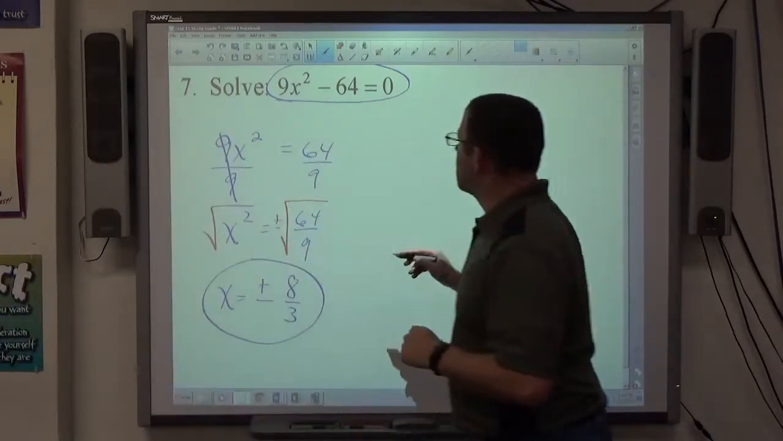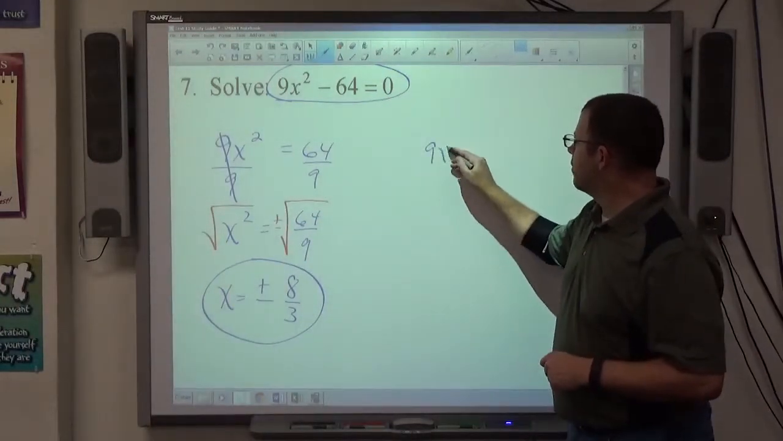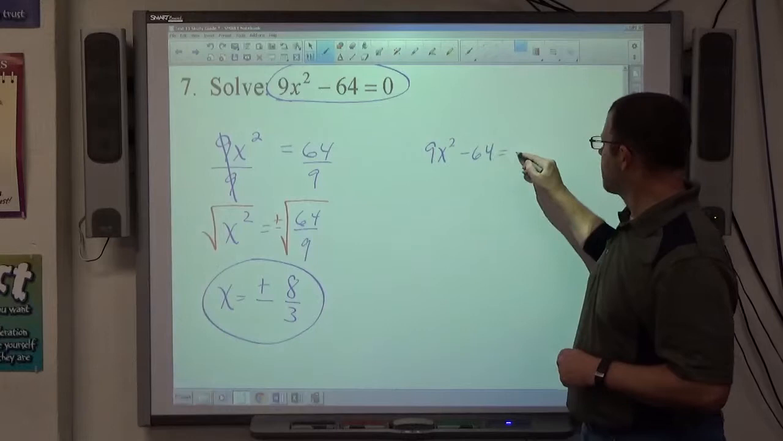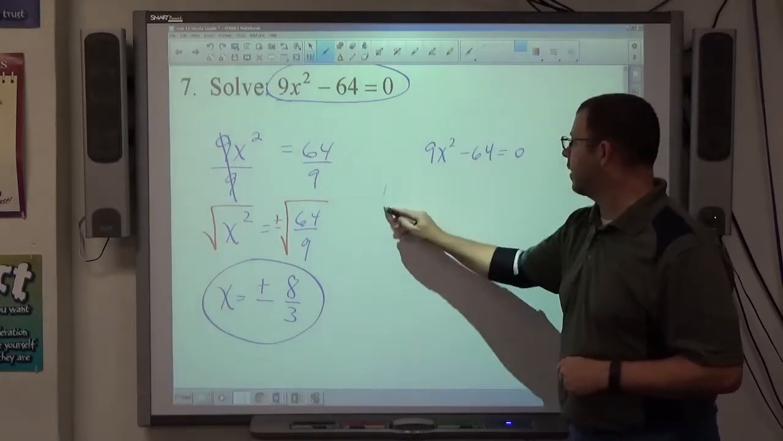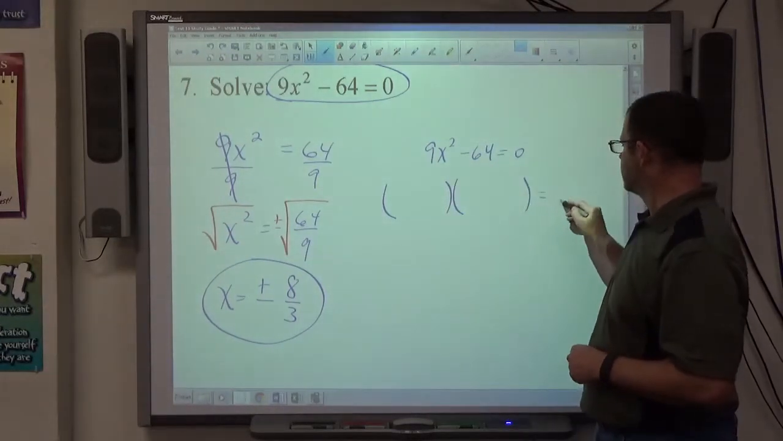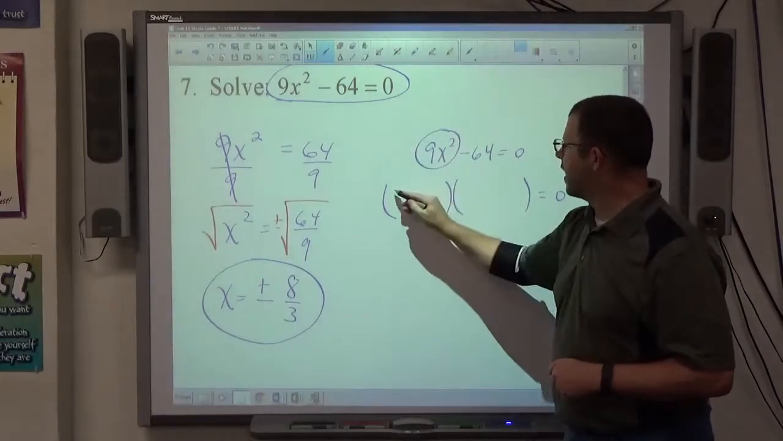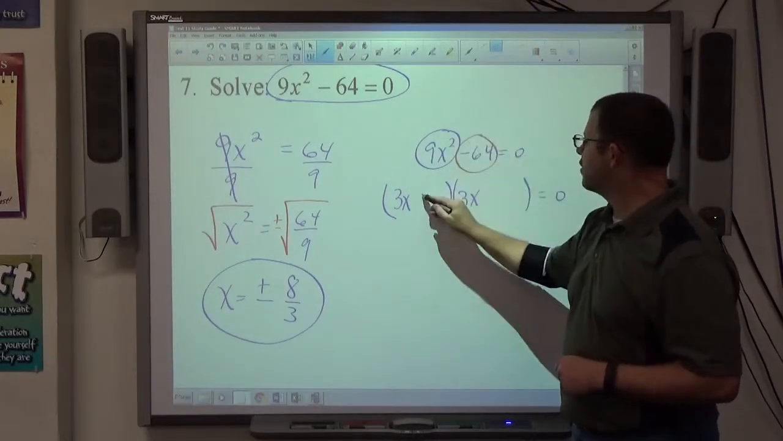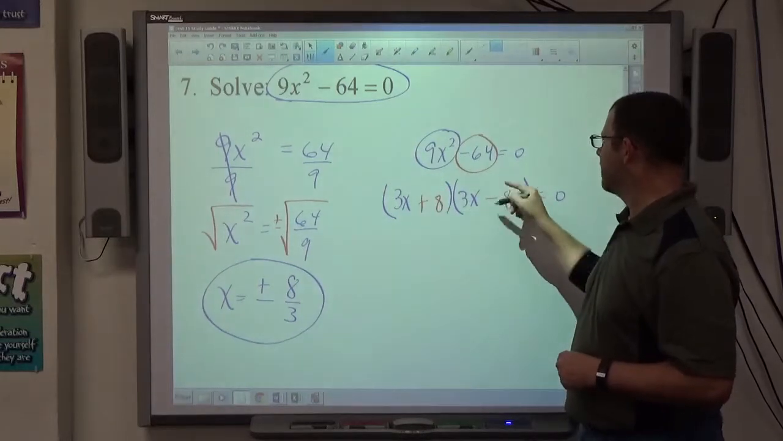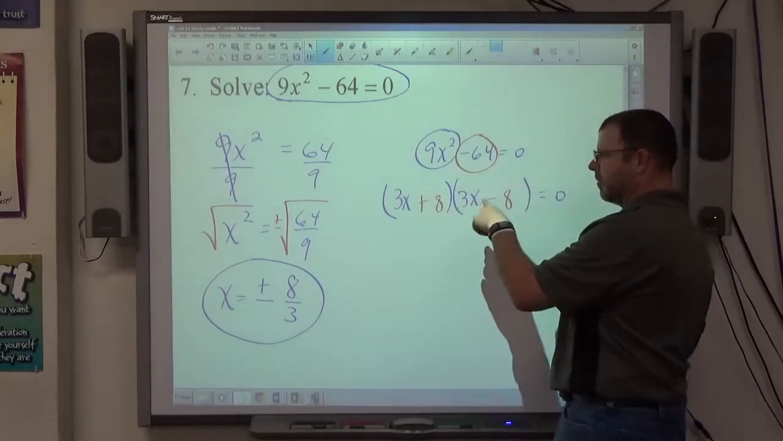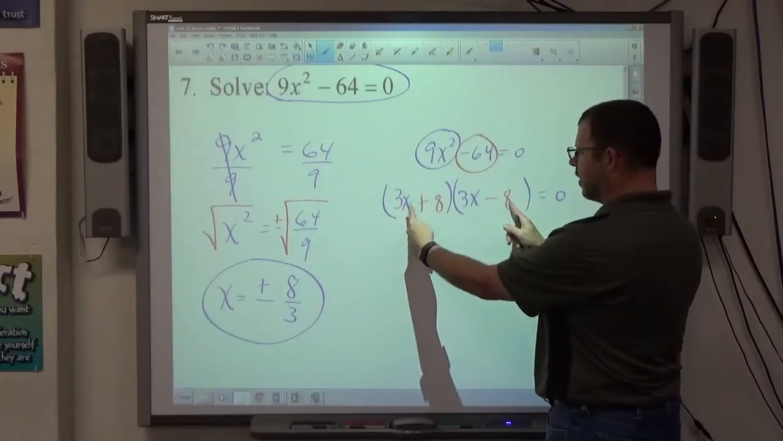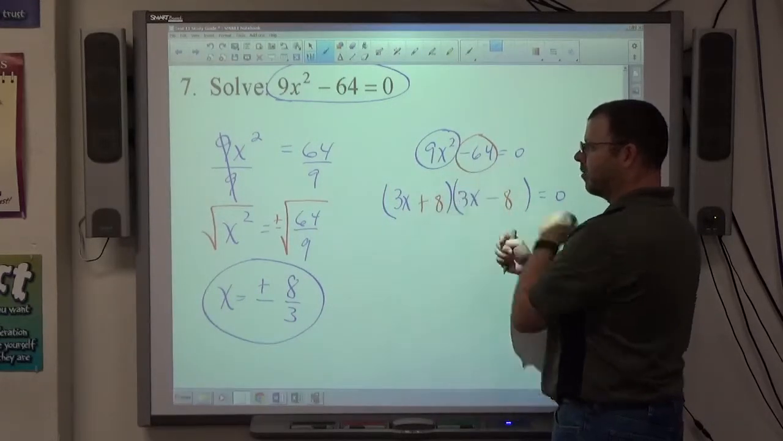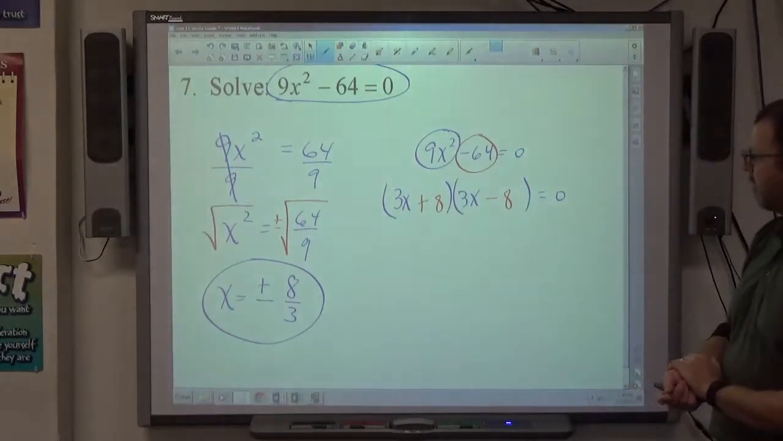The other option here would be factoring. If we look at 9x squared minus 64 equals 0, and I look at this as a difference of two squares, 3x times 3x makes 9x squared. Positive 8 times negative 8 makes negative 64. And if I have a sum and difference of the same two objects, negative 24x plus 24x cancels, leaving us with no x terms. So that's the difference of squares factored form.